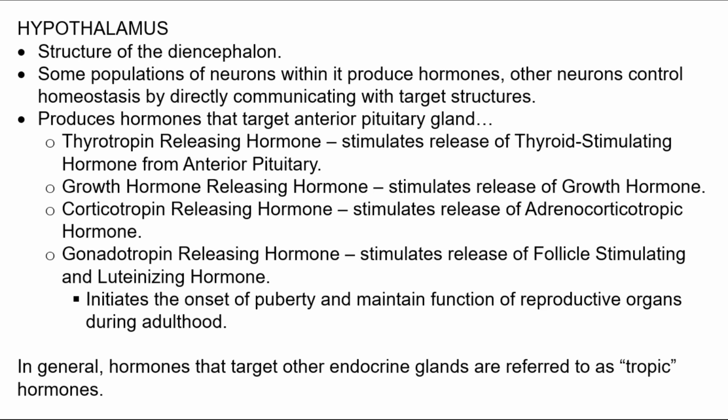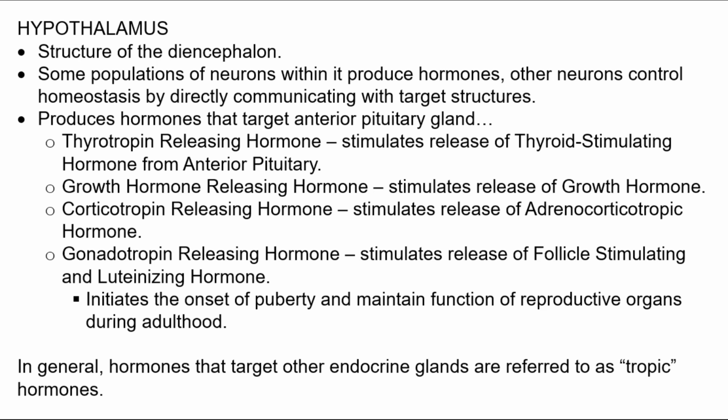The hypothalamus is the structure of the diencephalon deep within the brain. Several clusters of neurons within the hypothalamus produce hormones, while others communicate directly with target structures through cranial nerves. The hormone-producing neuron clusters produce hormones that target the anterior pituitary gland, controlling what hormones are released from the anterior pituitary. There are 4 hormones we will examine.